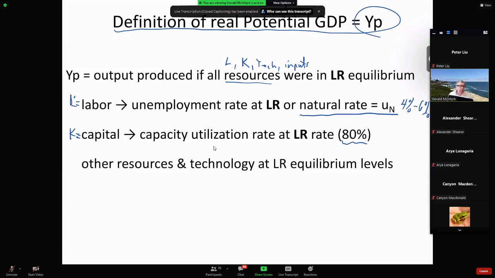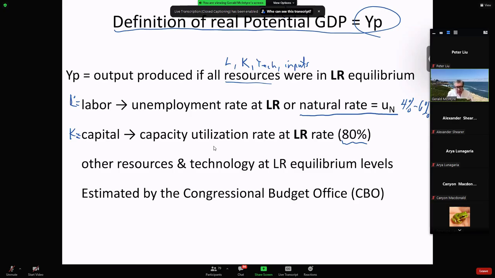Okay, this number Y P is, as I mentioned, calculated by the Congressional Budget Office. The Congressional Budget Office is a nonpartisan office in the U.S. Congress, staffed by hundreds of macroeconomists that try to estimate and provide economic data to the Congress and the president. They try to estimate what the U.S. economy could produce under normal circumstances with the capital, labor, technology, and other inputs available in the long run. And then we can compare that estimated potential real GDP to where the U.S. economy actually is. If it's below that, the U.S. economy is below its potential, then the economy is in recession.